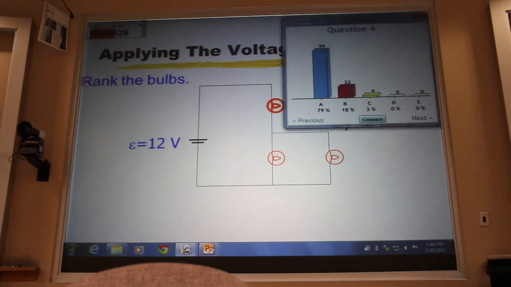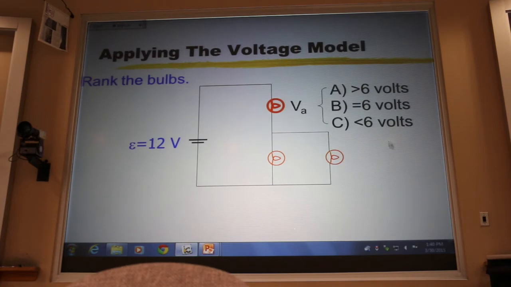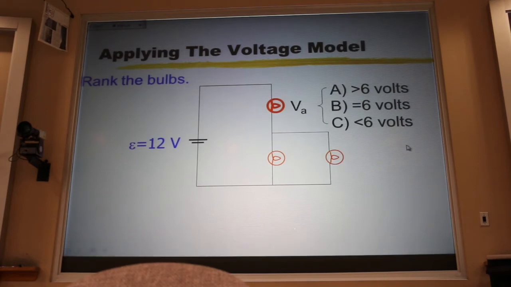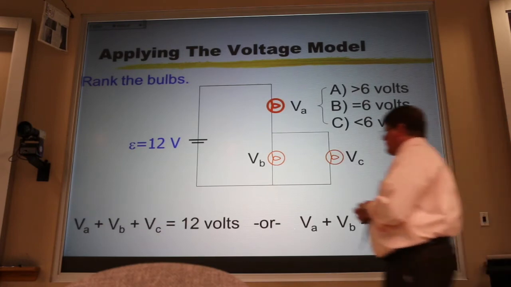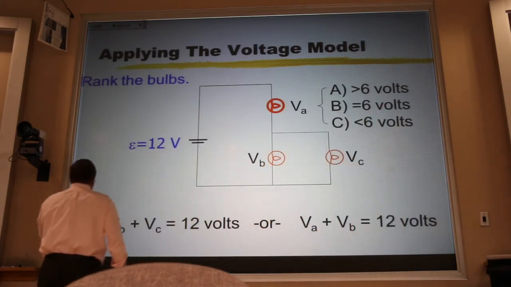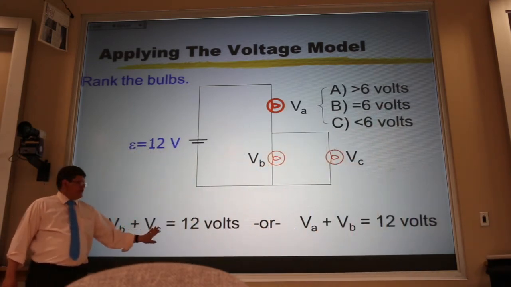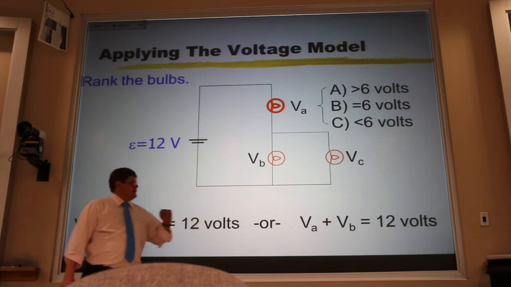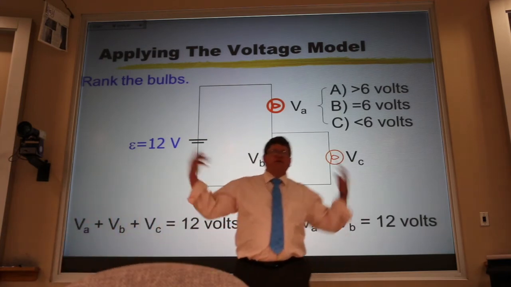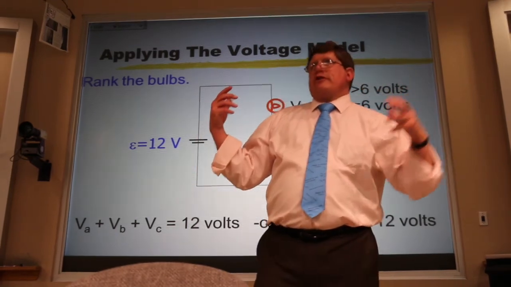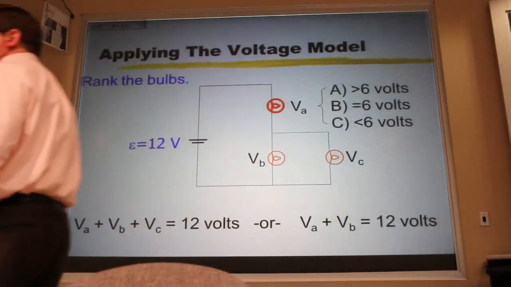Okay, most of us say greater than 6. Now some of us said equal to 6. The problem is, some of us are using a different model. Some of us are saying all the voltages of A, B, and C have to add up to 12. Some of us are saying just A and B have to add up to 12. Which is the correct model? Argue with your neighbor real quick. Which is the correct model?